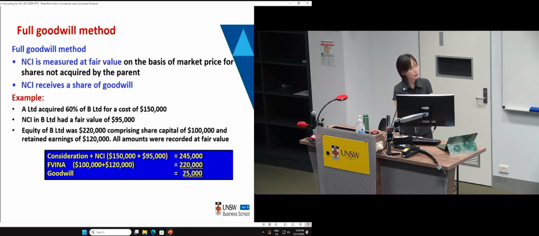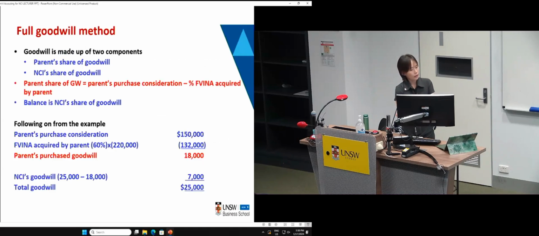Now, by applying the equation we explained earlier. Consideration, 150,000 plus NCI fair value, 95,000. We got 245,000, right? And minus net assets, 220,000. Now the difference is the total goodwill, which has two components, right? You have to allocate this total goodwill to the parent and the NCI. Because on the full goodwill method, NCI is entitled to receive a share of subsidiary's goodwill.